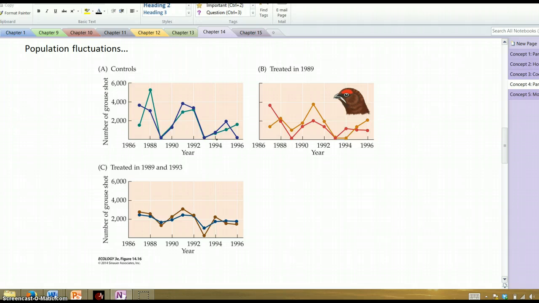So researchers hypothesized this was due to a parasite that they had. And so what they did was they essentially treated some of the populations with a drug that would kill this parasite. And so here are two populations that were treated in 1 year, 1989, and here are two populations that were treated in 2 different years. And I don't know, what do you think?